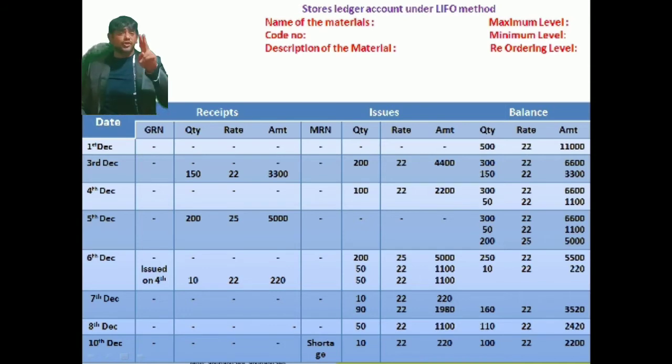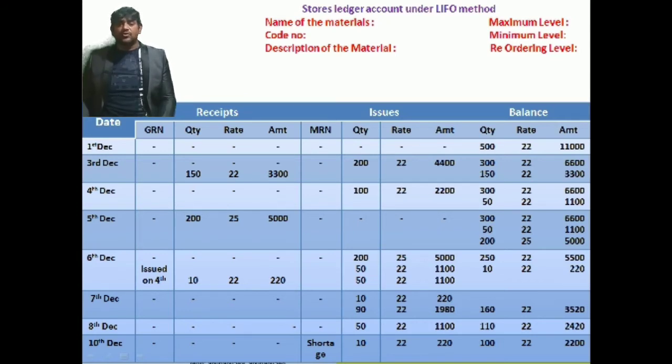So how much? 22 rupees per unit. Correct? That is a rate column. 10 into 22 rupees, that comes to 220 rupees. Clear? So now go to the balance column and enter it. 10 units at rupees 22, 220 rupees.